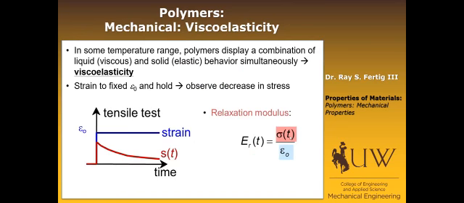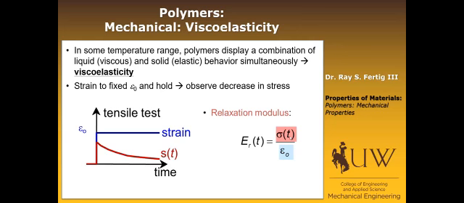Okay, one final topic I wanted to cover. Again, you'll cover it more carefully and thoroughly in your mechanical behavior of materials course, but at least to give you an introduction. In some temperature range, polymers display some combination of both liquid, which is viscous, and solid, which we'll call elastic behavior, simultaneously. And so when we're in that region, we call that viscoelasticity.